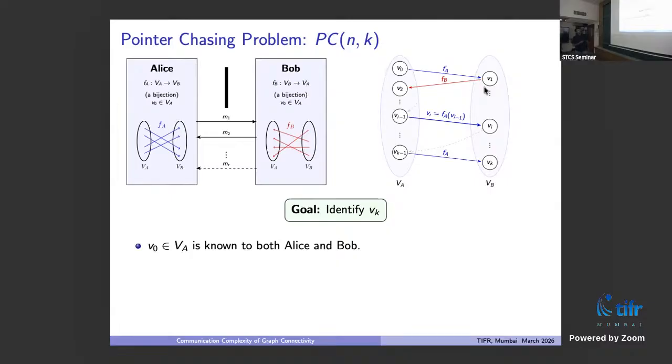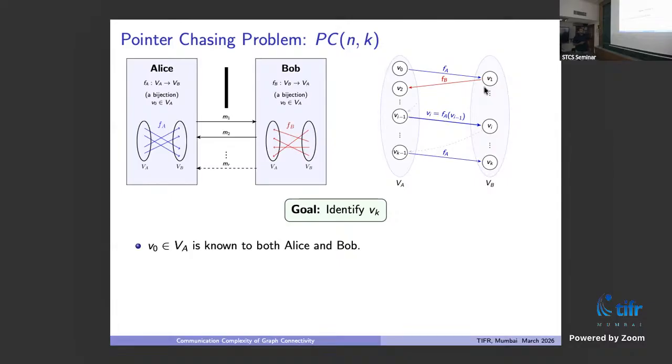Alice is given a bijection from VA to VB. Bob is given a bijection from VB to VA. So you can think of these as directed edges. And these are bijections, they are not arbitrary functions. In a general pointer chasing instance in the literature, these can be arbitrary functions, but we need them to be bijections for our reduction. So we'll just deal with the bijection case completely.